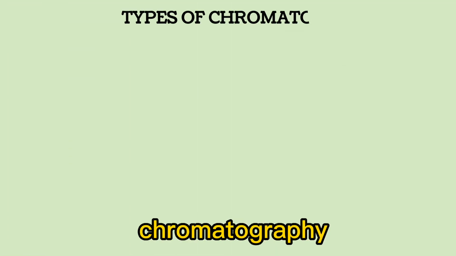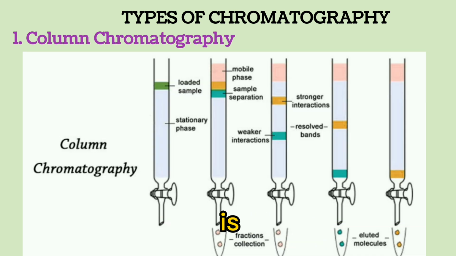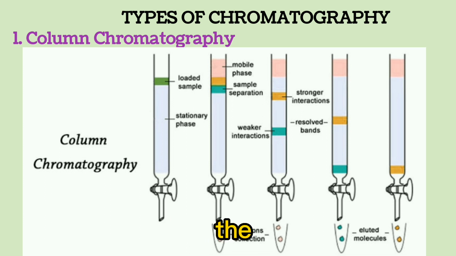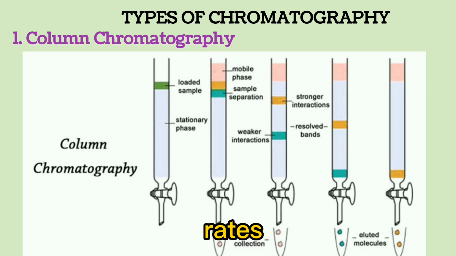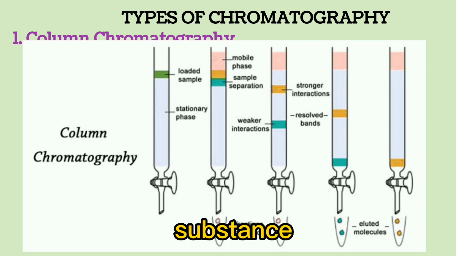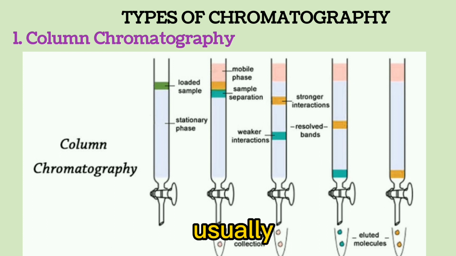Types of chromatography. 1. Column chromatography. Column chromatography is a technique in which the substances to be separated are introduced onto the top of a column packed with an adsorbent, passed through the column at different rates that depend on the affinity of each substance for the adsorbent and for the solvent or solvent mixture, and are usually collected in solution as they pass from the column at different times.